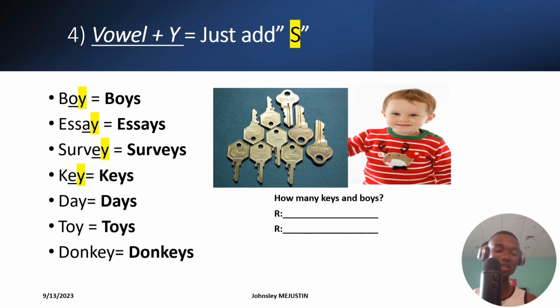So how many keys do you see? So 1, 2, 3, 4, 5, 6, 7, 8, 9. We have nine keys. We cannot say we have nine key because we have more than one, we have to say keys. We have one boy right here.